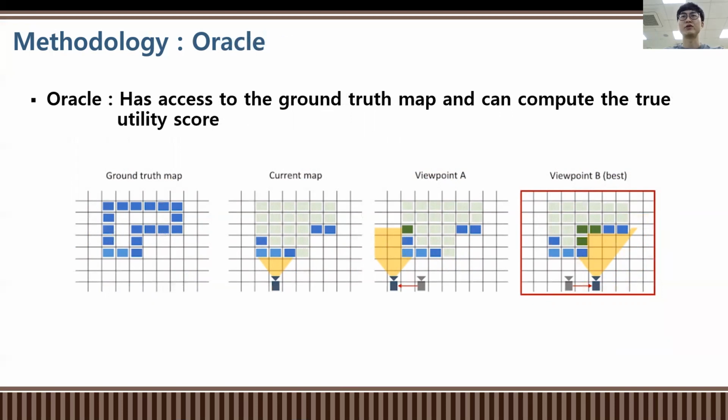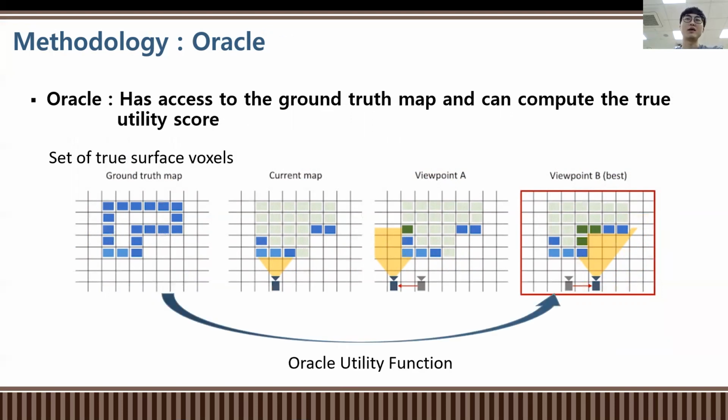To create this function, the paper proposes a data-driven approach that utilizes values from the oracle as its target. An oracle is a utility function that has access to the ground truth map and can compute the true utility score at each viewpoint. In this example, the oracle could inform the robot that viewpoint B is the next optimal point given the ground truth map containing the true surface voxels.